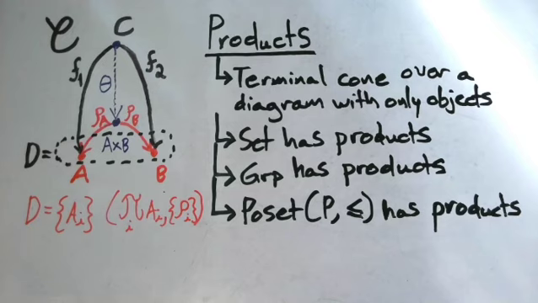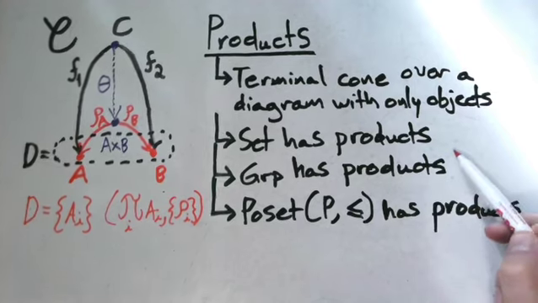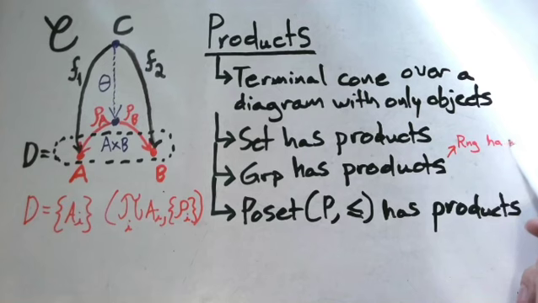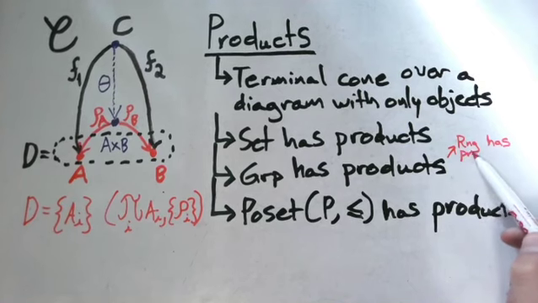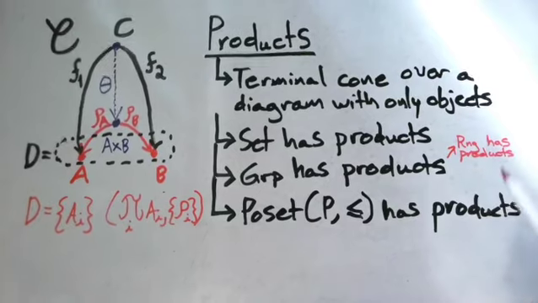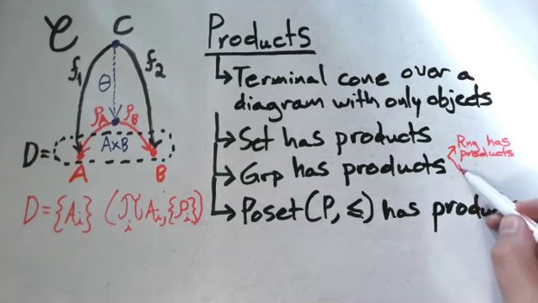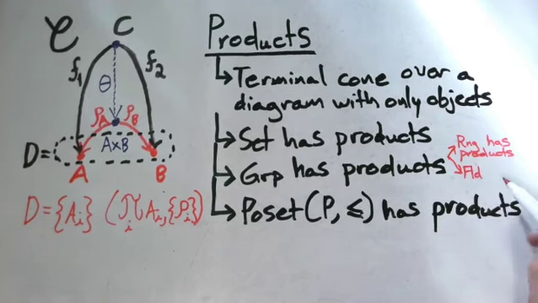We then went on to look at a couple examples. We saw that the category of sets has products and that it lines up with our usual notion of Cartesian sets. We found that the category of groups has products and that it lines up with our usual notion of direct products of groups. And an interesting thing to note aside here is that the category of rings does have products. And as usual, it's a very similar proof. It's the direct product of the rings. But the category of fields does not.